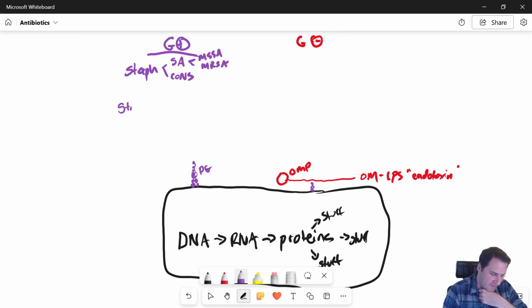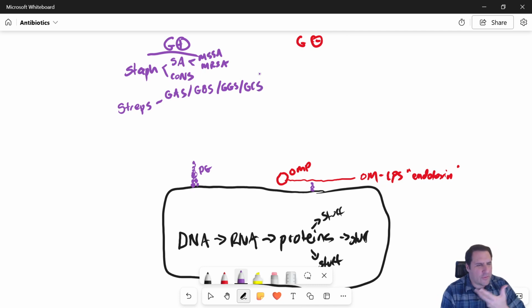Then we have our streps. There's a whole lot of streps, but the ones we're most interested in are group A strep, which is the classic, causes strep throat, causes erysipelas, cellulitis. We certainly in pediatrics have to worry about group B strep, its cousin. There's also group G strep and group C strep. Probably should have done that in alphabetical order, but whatever. Both of those can cause pharyngitis, although not usually as pathogenic as group A strep is.